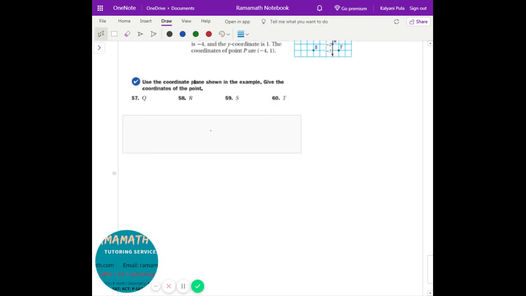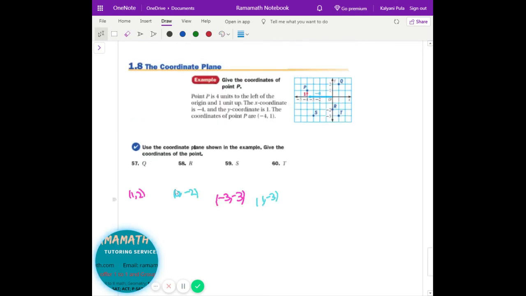All right, looks pretty good. So you plotted the points already, looks good. Q is 1 and 2, looks good. R is 0, -2, good. S is right here, -3, good. T is right here, it's +1, -3.